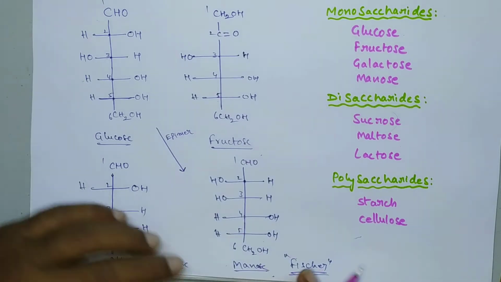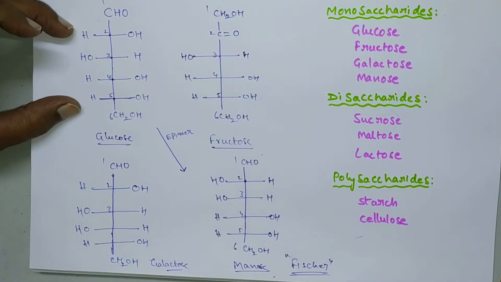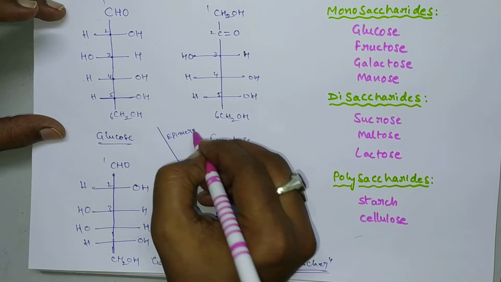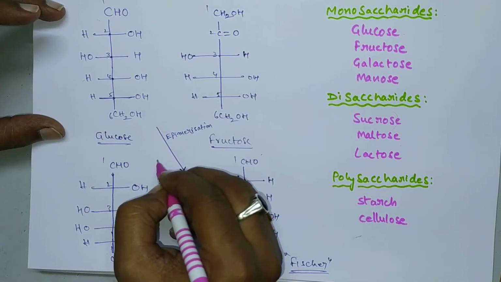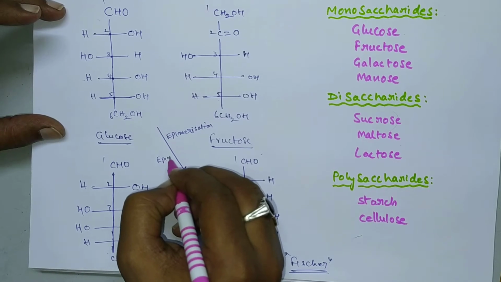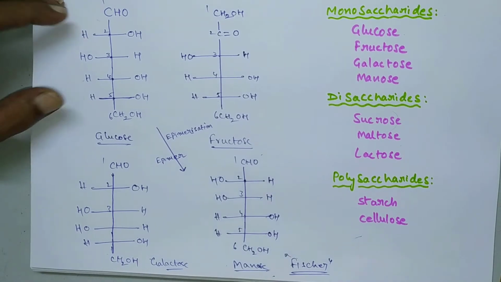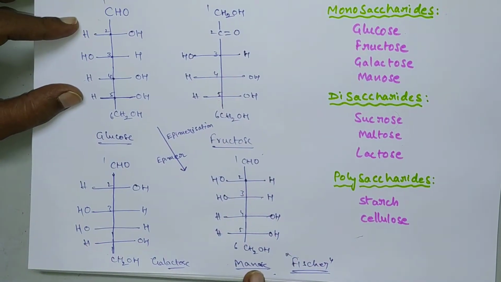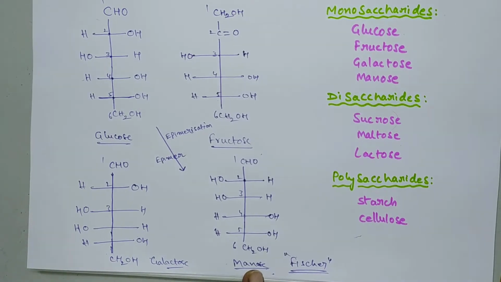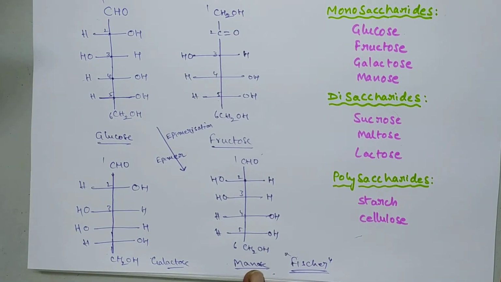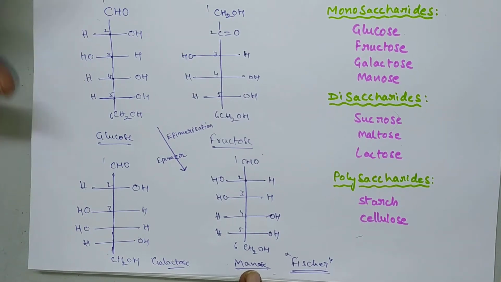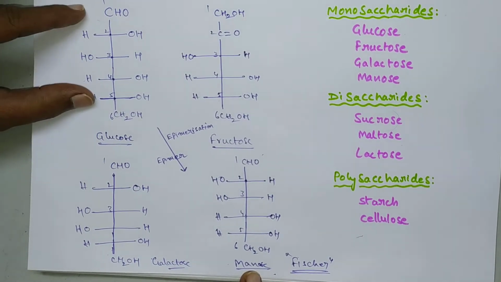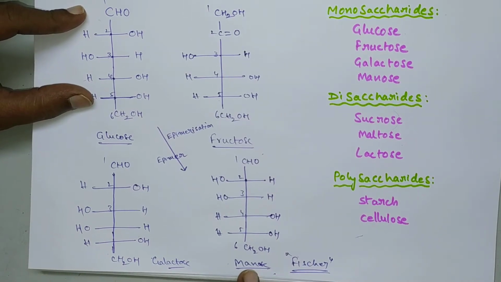And the process of conversion of glucose to mannose is called epimerization. The process of conversion is called epimerization and these two are called epimers. These two molecules, glucose and mannose, are called epimers. Sometimes they ask which of the following are epimers. So glucose and mannose are epimers. Which of the following conversions is called epimerization? The conversion of glucose to mannose is called epimerization.